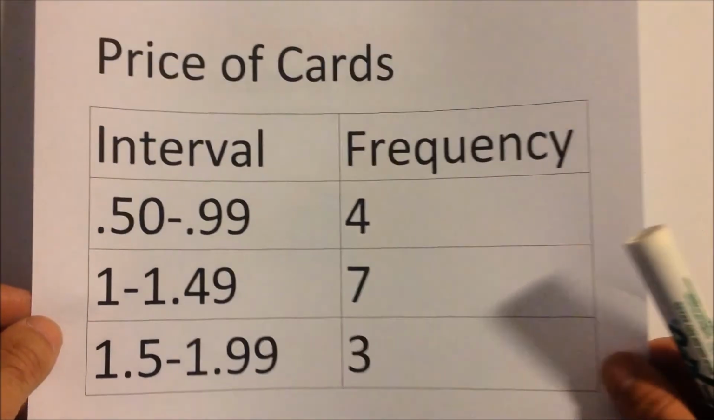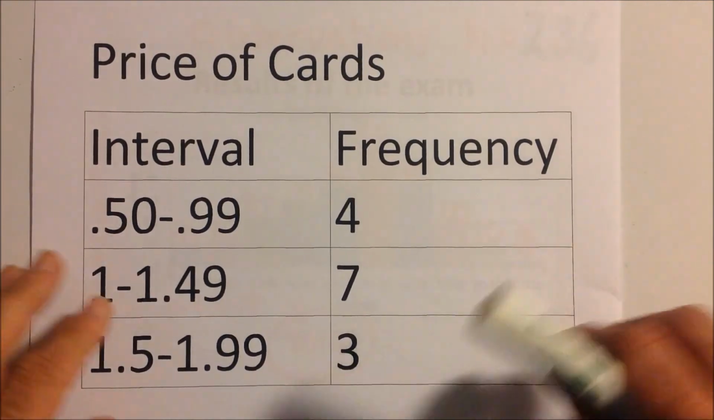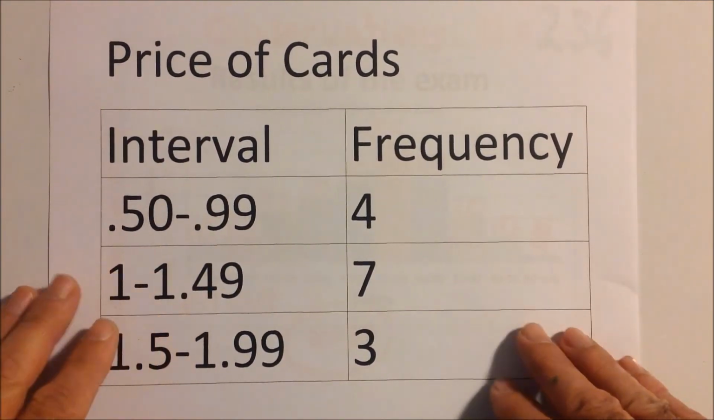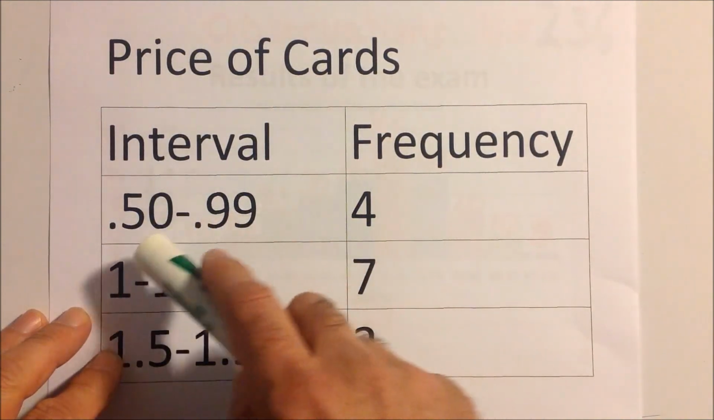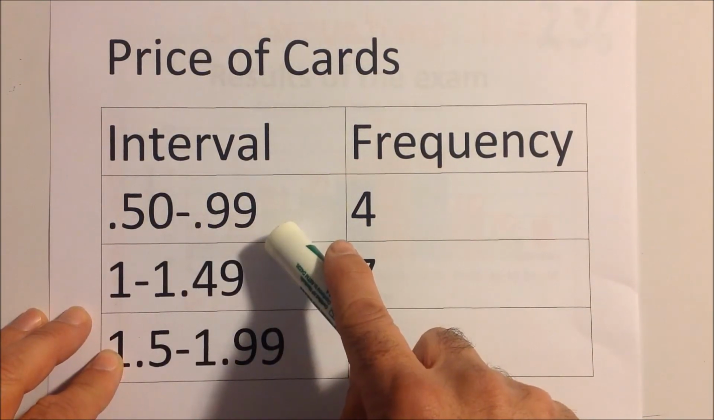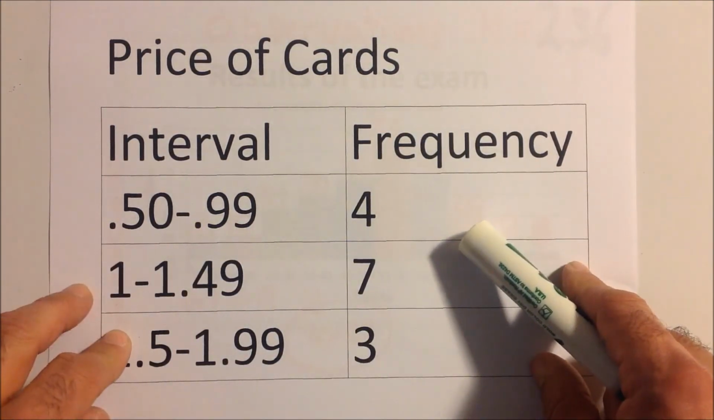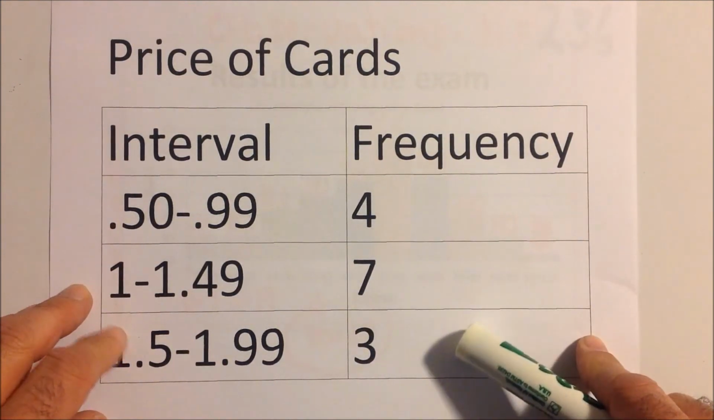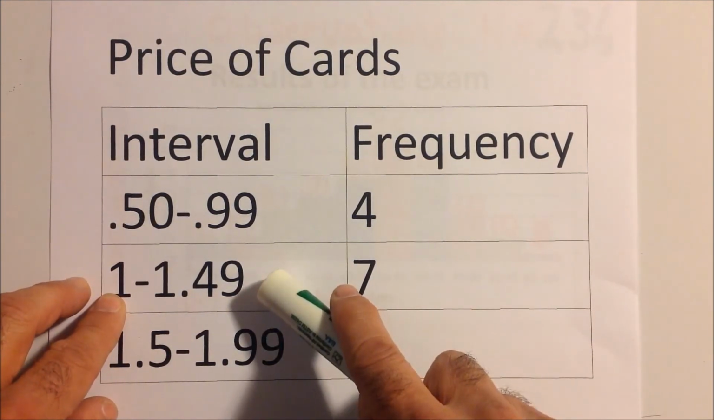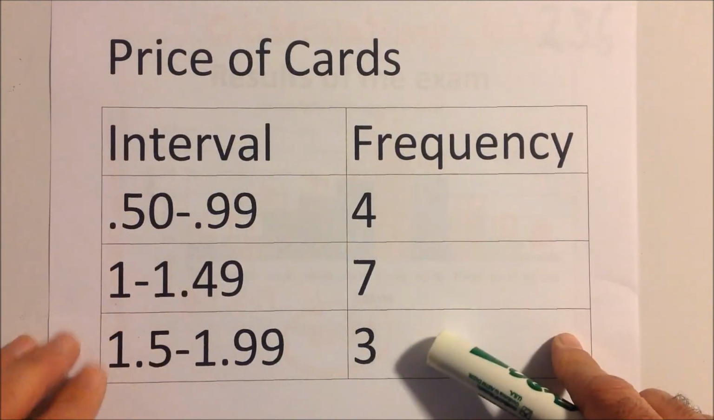Okay, let's construct our own. Let's make our own histogram. So let's say we have these prices of cards. The interval is between 50 cents and 99 cents. The frequency of that price is 4. Then we have one that's from $1 to $1.49. The frequency was 7. And so forth.